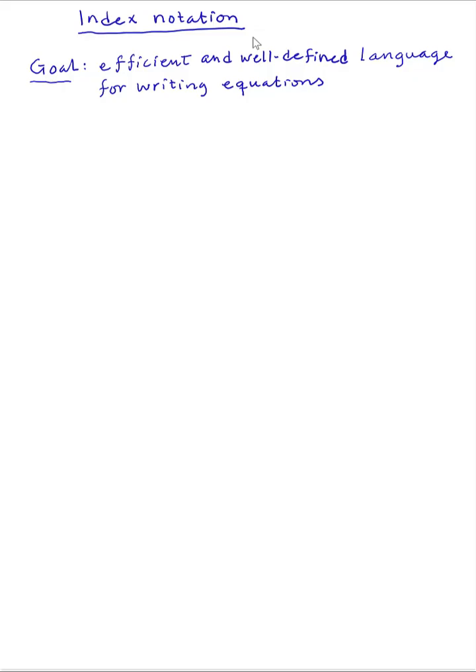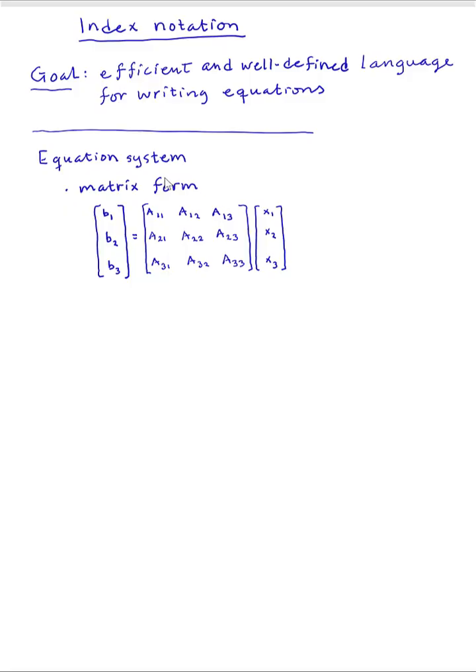Now we will introduce the index notation, and the goal is to have an efficient and well-defined language for writing equations. Let's assume that we have an equation system, which we here write in a matrix form, where we have the three unknowns, the x on the right hand side here. We have 9 different a's collected in a matrix form, and known values of b1, b2 and b3. And this is a representation of an equation where we want to solve for x1, x2 and x3.